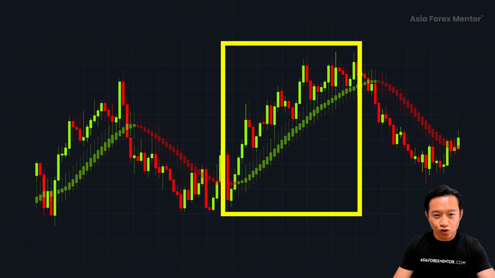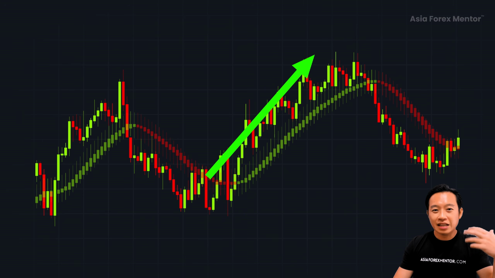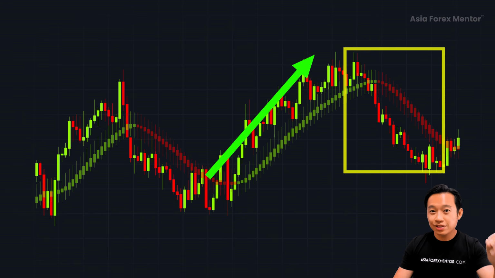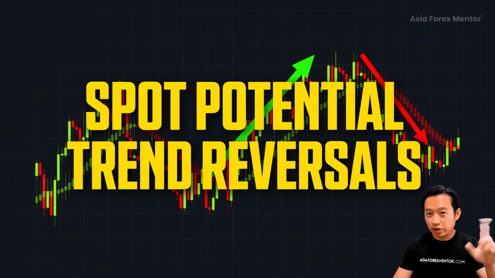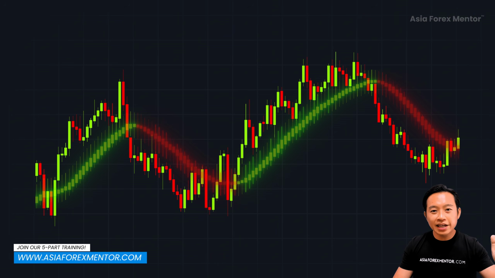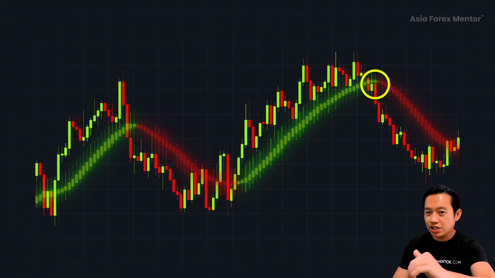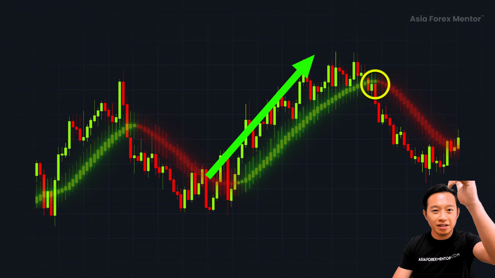The green candle shows what? The green candle shows that the price is moving in an uptrend, right? Now, the red candle signals a downtrend. So we already covered all this. So now, by using this, we can use the colored candles to spot potential trend reversals. So for example, let's take a look at this. If the indicator changes from green to red, it signals a possible shift from an uptrend to a downtrend, or vice versa.